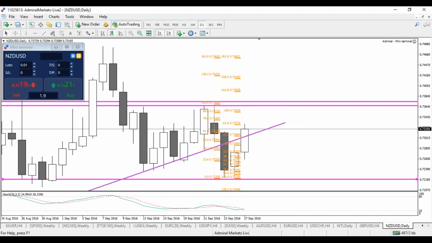And last but not least, which one was the last one? It was the dollar cat. Dollar cat, yeah, I'm not interested in. Sorry about that. I really don't like the dollar cat at this moment, but we can take a look at it.